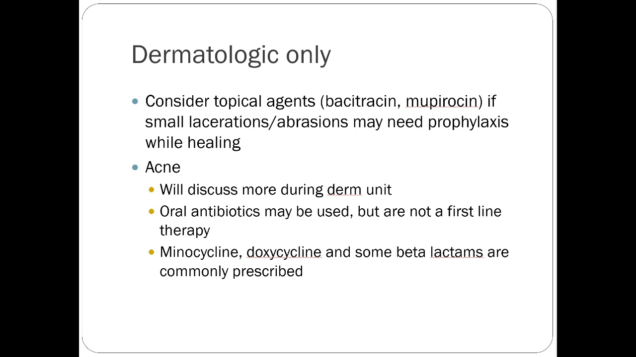There are topical agents like bacitracin and mupirocin that are used for small lacerations, abrasions. They can also be used for prophylactic therapy too. So for example, MRSA tends to colonize around the nares. And so if we want to get somebody MRSA free, you can try to put mupirocin around their nose. So you do that sometimes to prevent transmission of that to other areas. Acne, we'll talk about that in depth during derm, so we won't go into that right now.